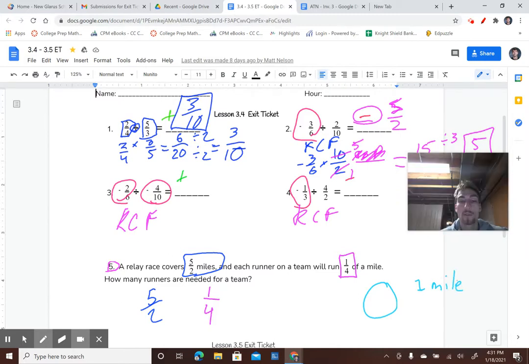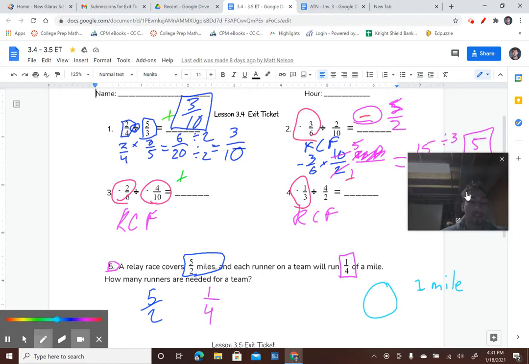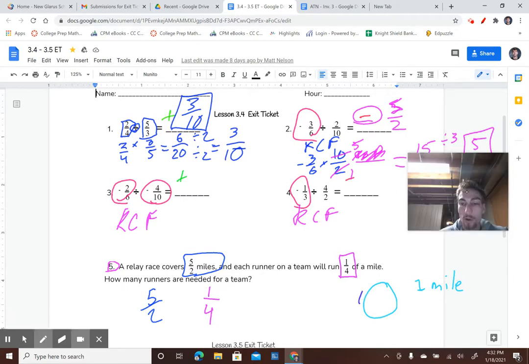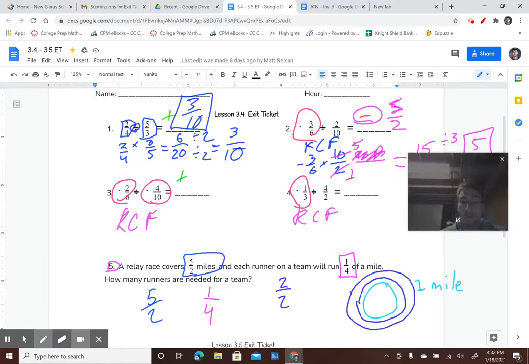And if you were to run 5 halves of a mile, well, you go around once, so that'd be 2 over 2. And then you go around again, and so now that would be 4 over 2. And then you still have to go one more half to get 5 over 2. All right, so here I'm going to go around half the time. And we have runners on the team that are going to run 1/4 of a mile each.